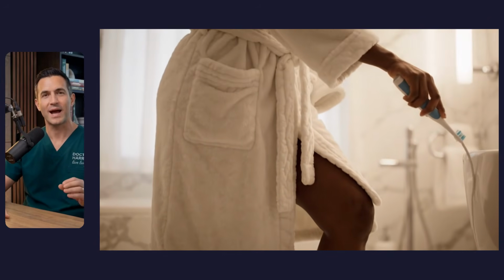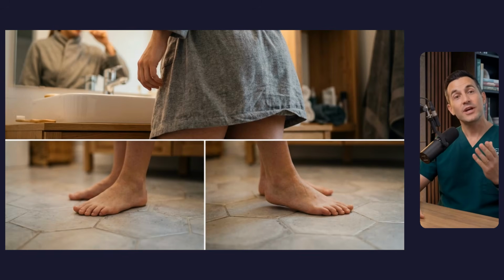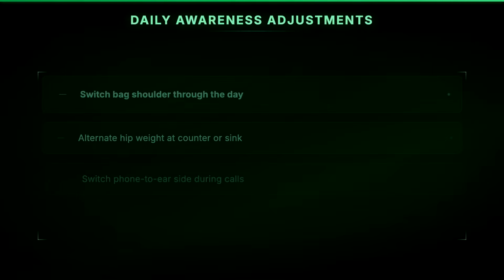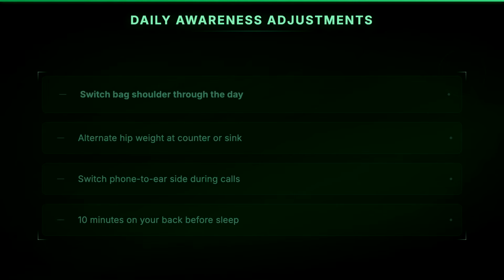Switch the shoulder your bag rides on. Not obsessively, not with anxiety, just notice and alternate. Notice which hip you rest your weight on while you're standing in line, brushing your teeth, waiting for coffee, and let the other one take a turn. Notice which side you cradle your phone against your ear on, if you still do that, and switch it. None of these adjustments cost you anything. None of them require equipment or time you don't have.